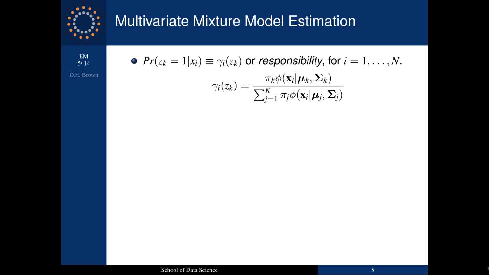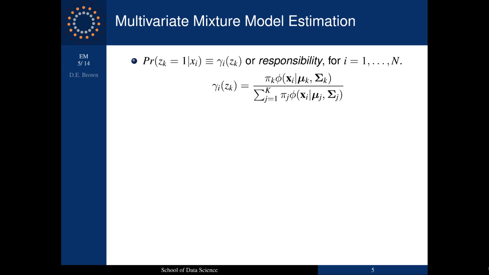And the first thing that we will use is this notion of a responsibility, which we'll designate gamma I. And this is a responsibility associated with a particular observation, I, from 1 through n, one of the observations that we have for a particular component, k, one of the clusters, if you will, in our mixture model. And this is nothing more than the probability that this observation I is a member of cluster k. And that's what we're interested in when we talk about the responsibility. It's the probability that that observation is a member of a particular cluster k.